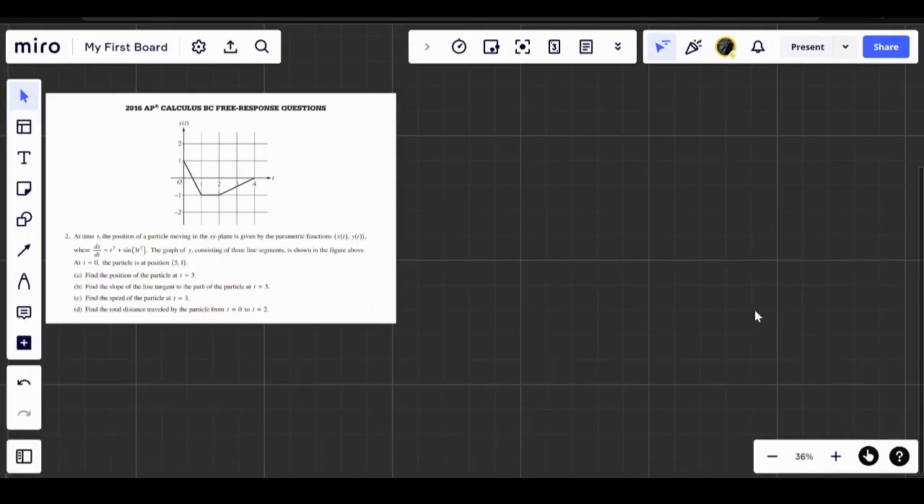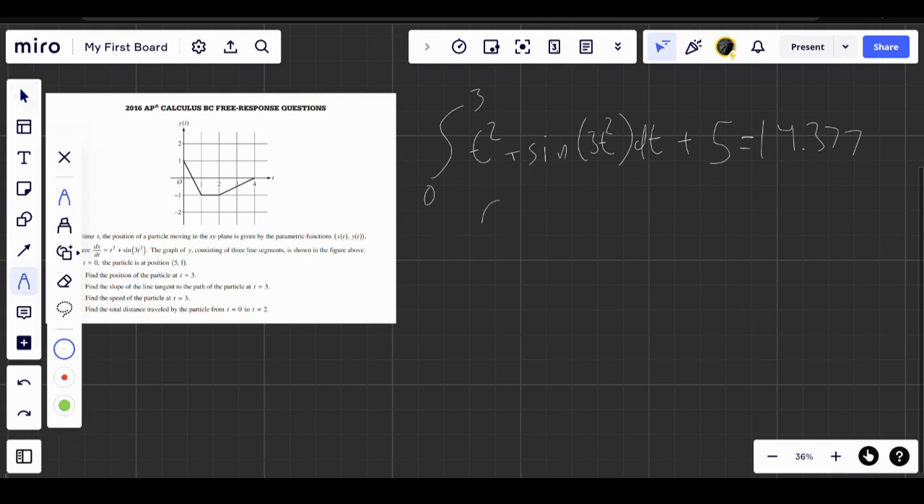For the first problem, we need to find the position of the particle. From the graph, we can tell that the y position is going to be negative 1/2. We aren't given the x position function, but we are given the x velocity, so we can integrate it to get the change in position from time 0 to time 3, and then we can add it to the initial position. So when we integrate it, we're going to get this formula, then we're going to add the initial position, which is 5, and we're going to get 14.377. So our position is going to be 14.377 and negative 1/2.